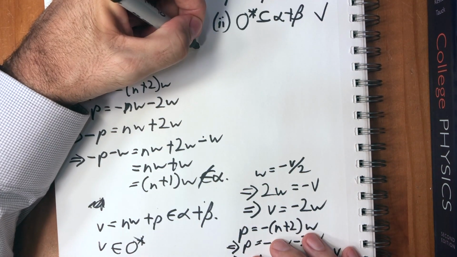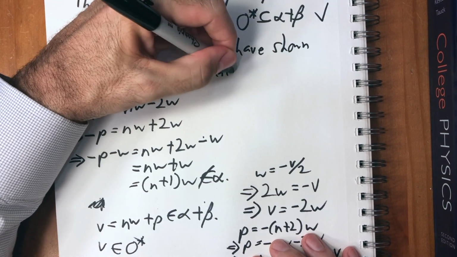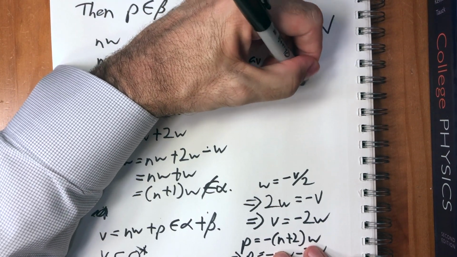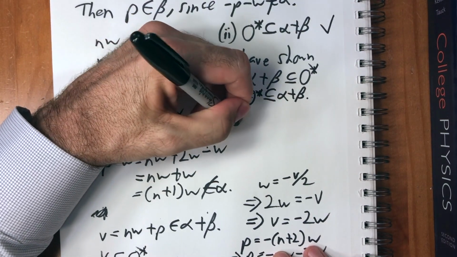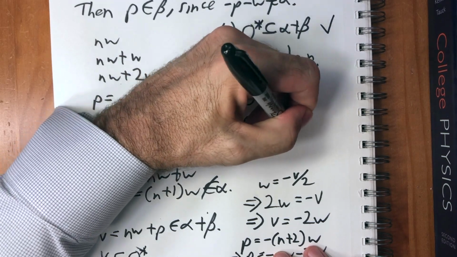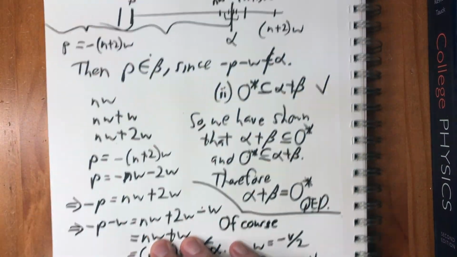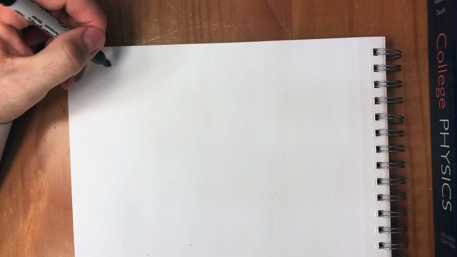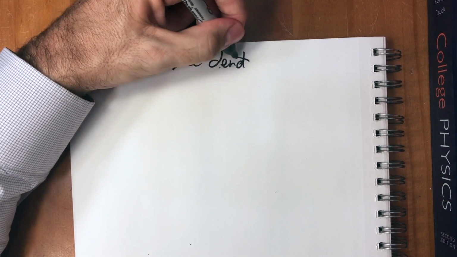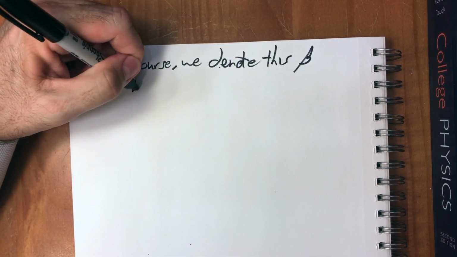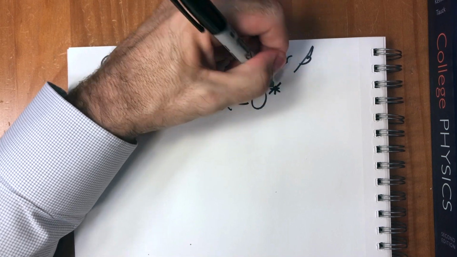So we did it. We have shown that alpha plus beta is a subset of 0, and 0 is a subset of alpha plus beta. Therefore, alpha plus beta equals 0. And finally, there's not enough room here, let me put it on the page. Of course, we denote this beta by minus alpha. So alpha minus alpha equals 0.